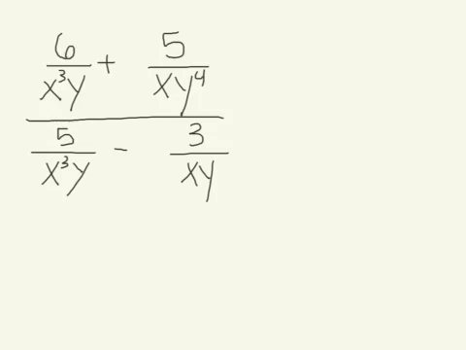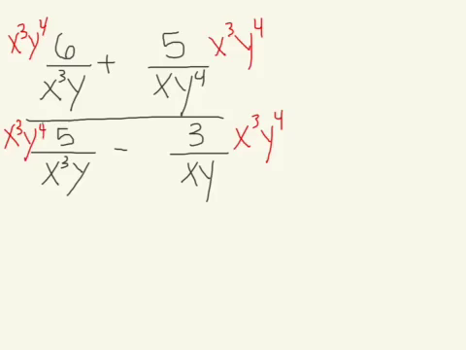And in order to multiply the top and the bottom by that, it's going to look like this. x cubed y to the fourth, x cubed y to the fourth. You're going to multiply all of them by the same thing. This is legal because you're doing the same thing to the top of the major fraction, that's this fraction bar here, as you're doing to the bottom.